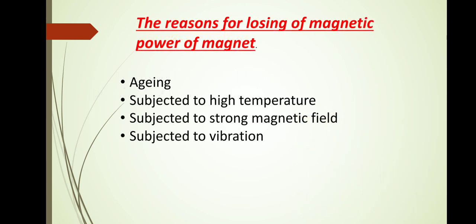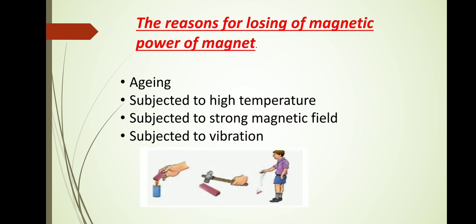Now tell me, if you are storing a magnet for a long period of time, will the magnetic power remain for the long period? Never. It will be lost because of some reasons like this: aging, using for a long period of time, high temperature, heating, strong magnetic field and subjected to vibration. When you put it down, the magnetic power will be lost easily. So that's why in the science lab also the magnets are protected by soft iron plates.